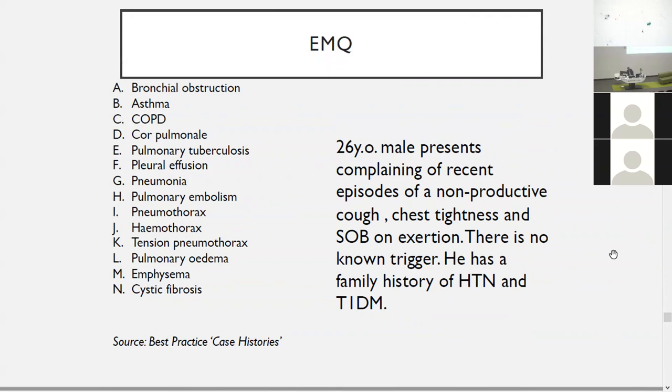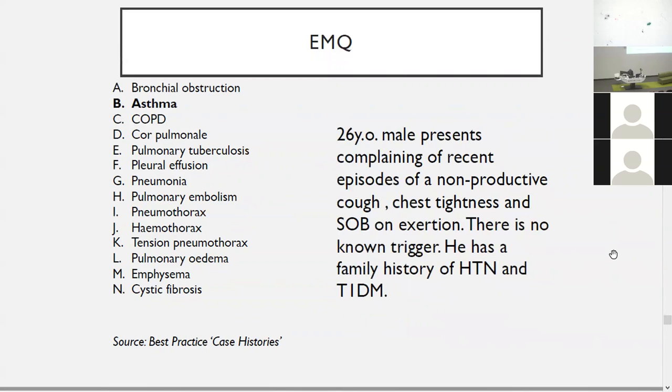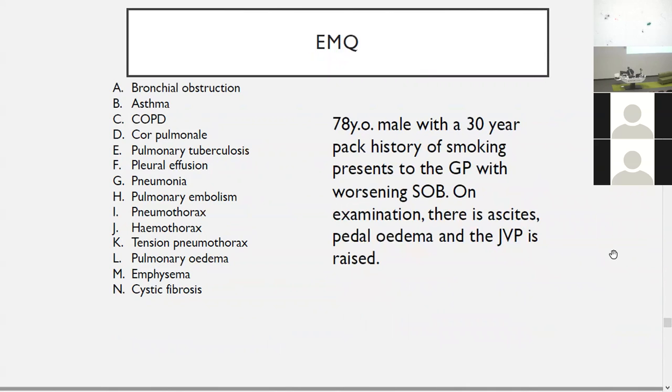Do you have an answer? JVP, edema, ascites. That all screams one thing: right heart failure. So cor pulmonale is right heart failure from a lung issue. They smoke a lot, their lungs get damaged, so you get COPD, and then you get pulmonary hypertension, which then leads to right heart failure, and then you get congestion. That's why you get your raised JVP, ascites, and edema. So with APO, you'd get lung symptoms. Does that all make sense?